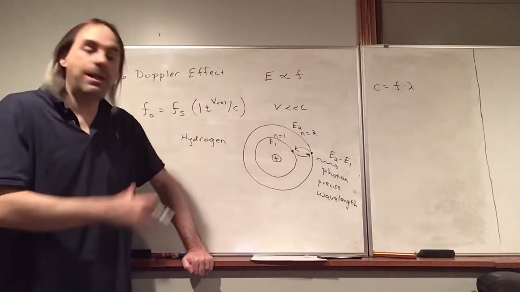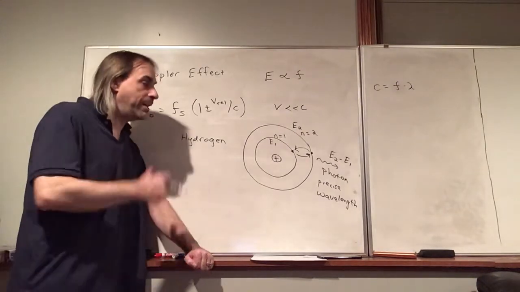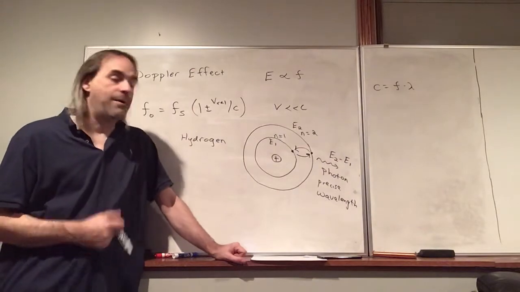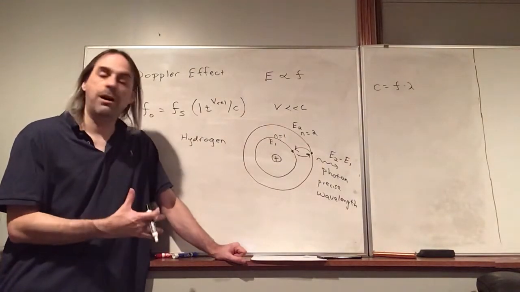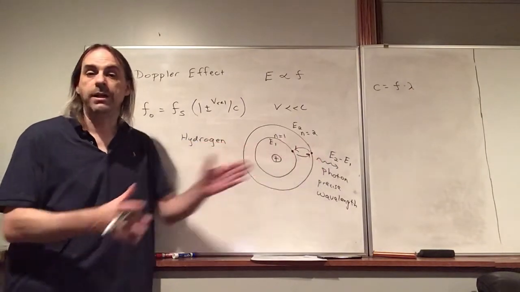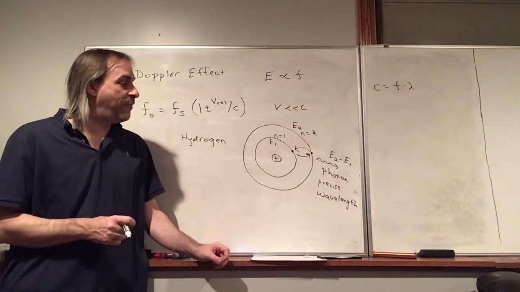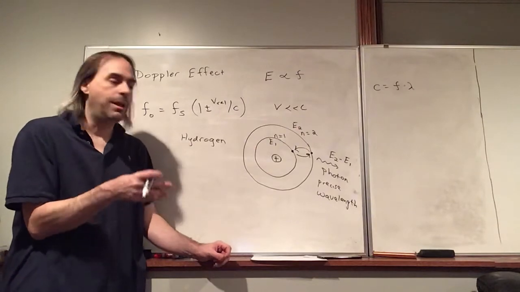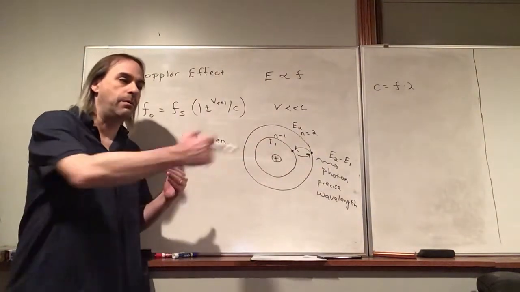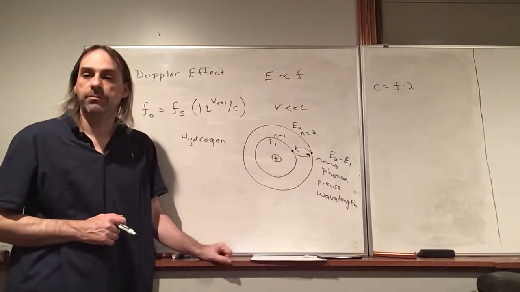And where does that energy come from? Well, one way it could get that energy is to absorb a photon. However, that photon has to have the right amount of energy, which is E2 minus E1. So basically, if you hit it with a photon with this much energy, it can absorb that photon, and then the electron will jump up to the next level.